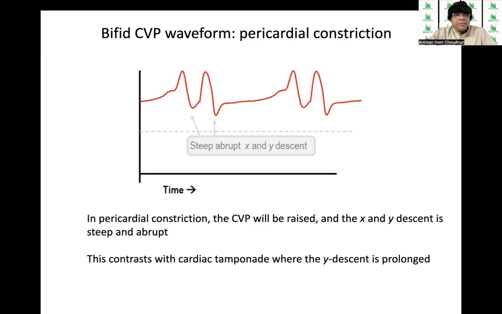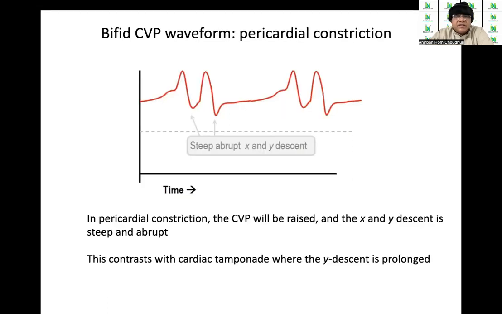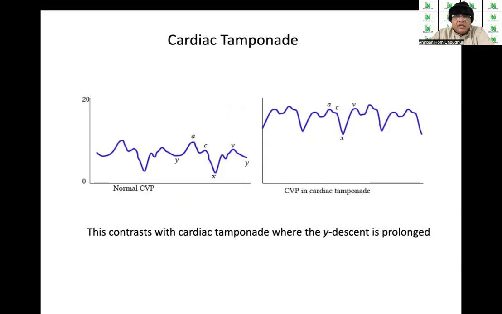Now, another important one is the bifid waveform, which is seen in pericardial constriction, where the X and Y descent is steep and abrupt. When it is steep because of pericardial constriction, we can recognize it with this finding on the CVP. And this contrasts with cardiac tamponade, because here the Y descent is much prolonged. You can see clearly the difference. Here you can see the Y descent, and here you can see the Y descent, which is much prolonged. When it is much prolonged, that represents cardiac tamponade.